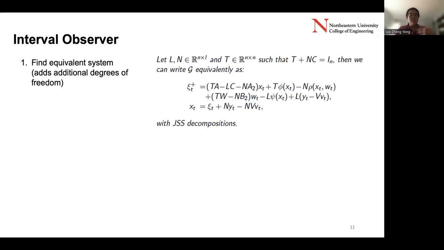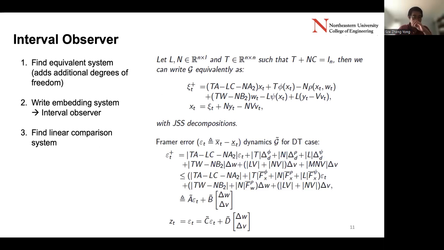So using that, we can find an equivalent system that adds some additional degrees of freedom to the continuous time or discrete time system. And we can write down the embedding system that we talked about for this equivalent system, and that will give us our interval observer equations. Then we will find a linear comparison system and apply stability or gain minimization results from the literature to obtain observer gains that guarantee that the observer we get is ISS, meaning that we have input to state stability.